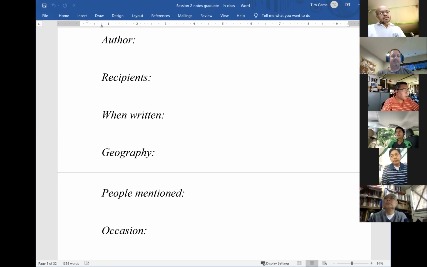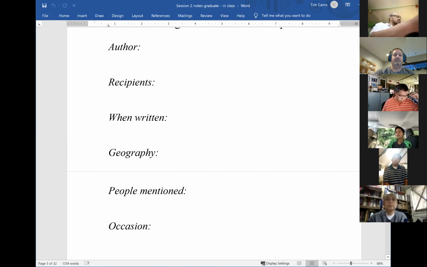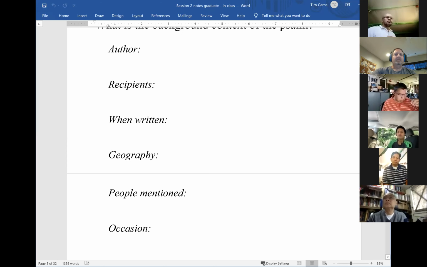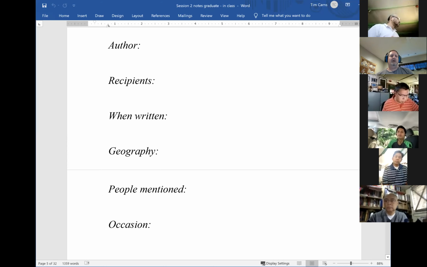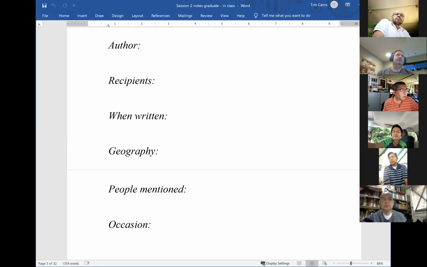So anyway, for background context, what we're trying to do is look at the poem and see if we can identify these categories mentioned here to understand the background of the poem. Now, why is it helpful or important to do this? Why should we look at the background of a poem? What does that help us in understanding the poem? Does anyone want to respond to that? Pastor Entz, what do you think?